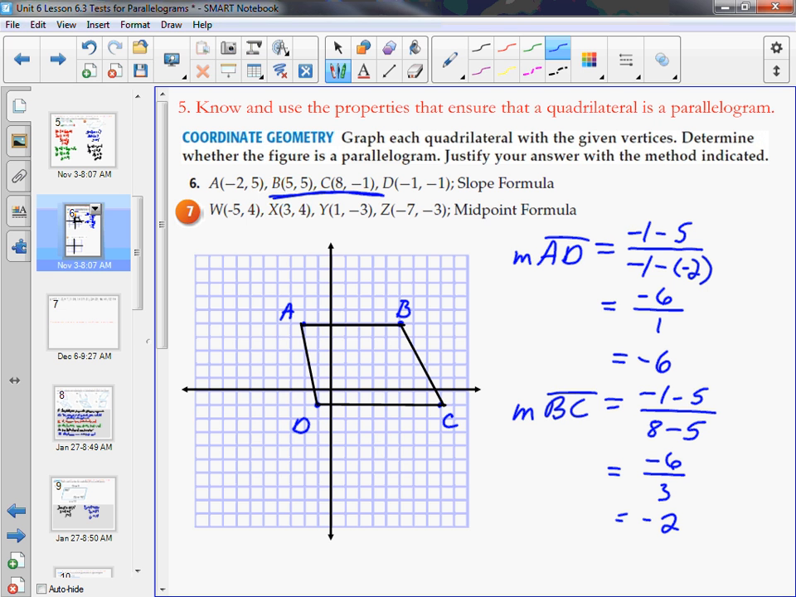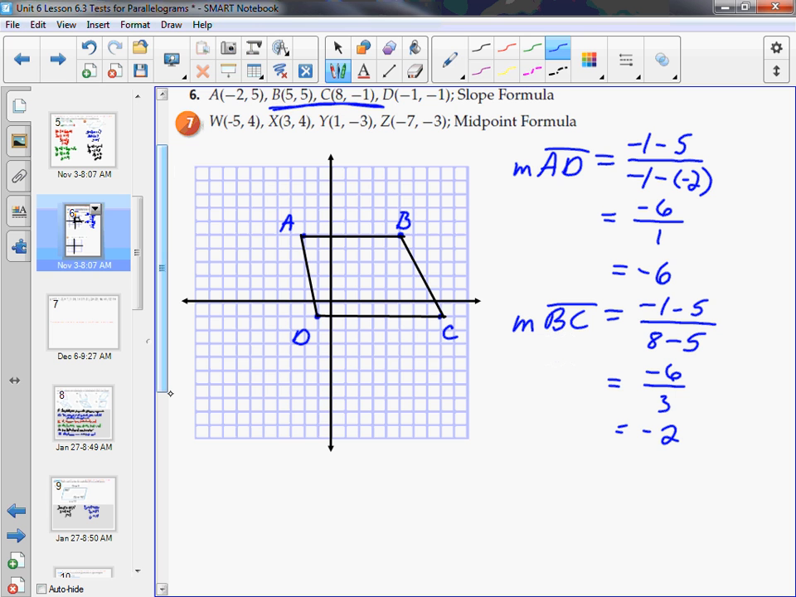Are those two segments parallel? No. So, is that a parallelogram? No, because segment AD, now look at the screen here, you know, that means parallel. That means is not parallel to segment BC. And we've got our work supporting that the slopes aren't equal. We're good.